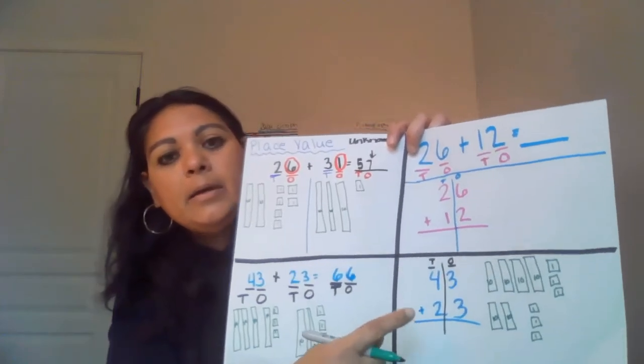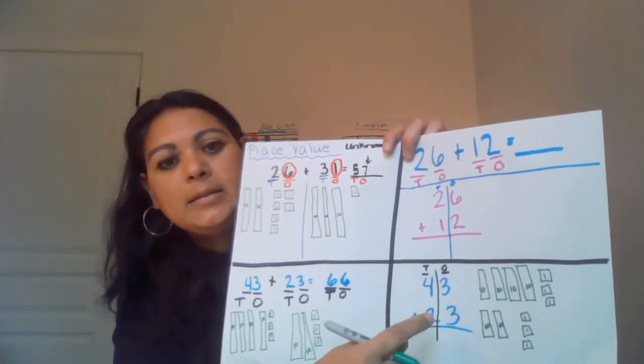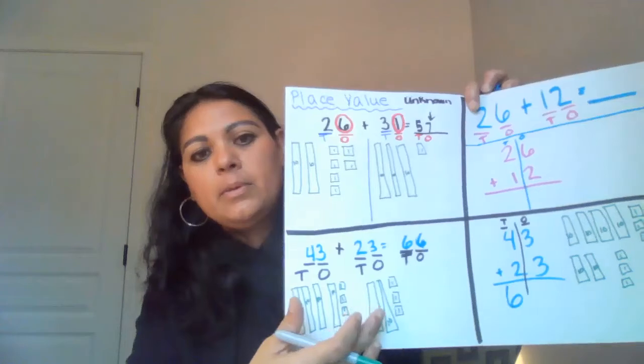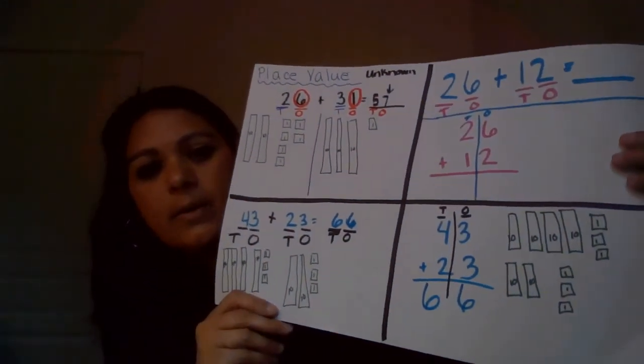Okay, ready? We have 4 10s and we have 2 10s down here, so let's add it together. 4, 5, 6. And then we have 3 units plus 3 units is 6. So our sum is 66, okay?